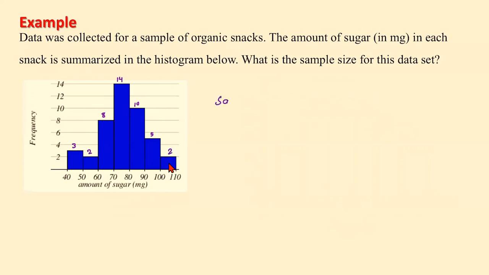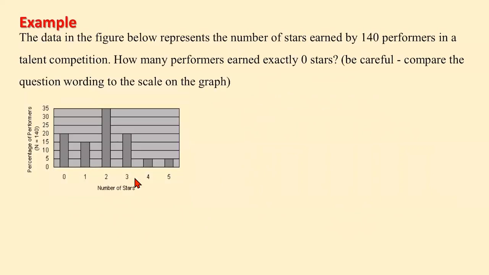So the sample size will be n equal to, we add all those numbers, 3 plus 2 plus 8 plus 14 plus 10 plus 5 plus 2. So if we add all these, then n is equal to 44, that is the sample size. So that's how we can use a histogram to find the size of the observation. Great. Now let's move on to the next one.